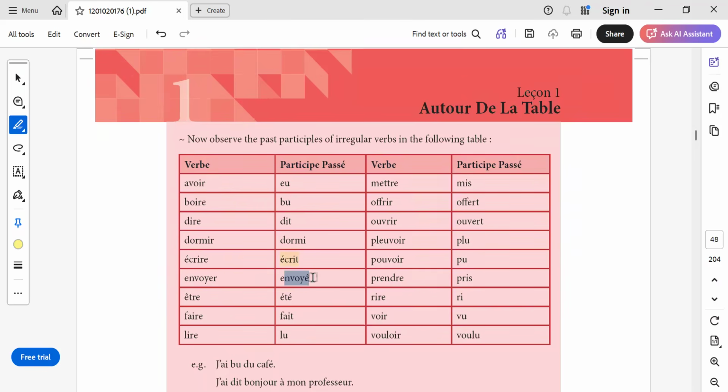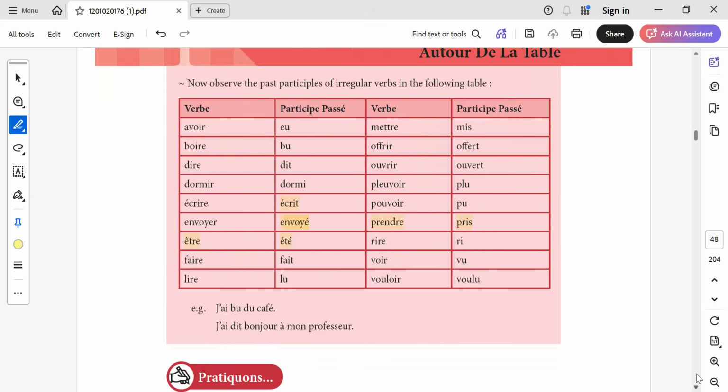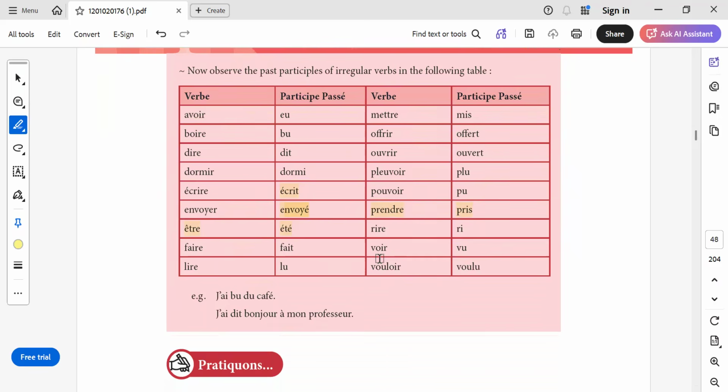Envoyer, it's YER ending verb. It is envoyé with E accent. Être, été. Please note that spelling of été is same as summer, but it is here participe passé of être. Faire, fait. Lire, lu. Mettre, mis. Offrir becomes offert. Ouvrir, ouvert. Pleuvoir becomes plu. Pouvoir, pu. Ensuite, prendre, pris. Rire, ri. Voir, vu. And vouloir becomes voulu.